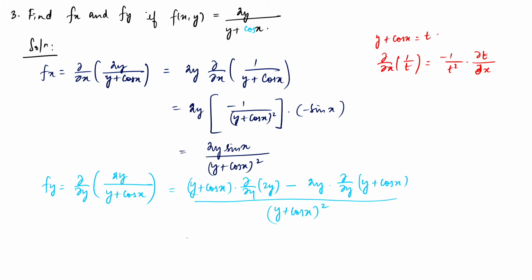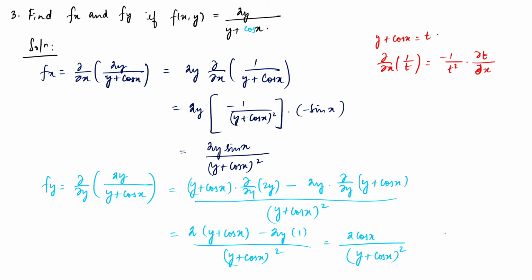Yes, sir. So your derivative would give you 1 times y plus cos x minus y times 1, upon y plus cos x whole square. So your y gets cancelled and you are left with cos x upon y plus cos x whole square. So this is the expected derivative.